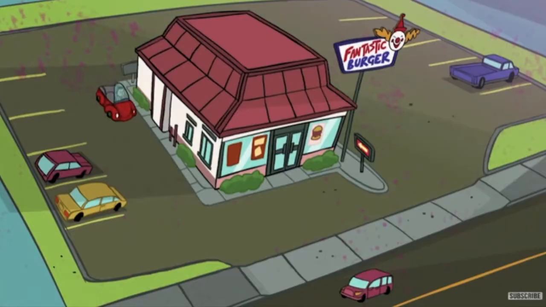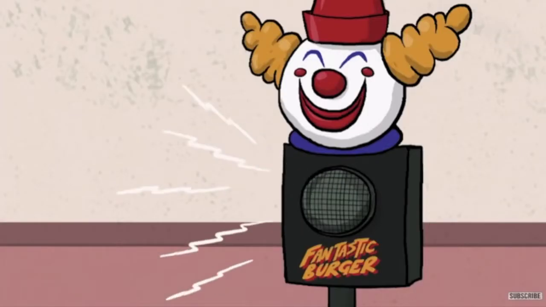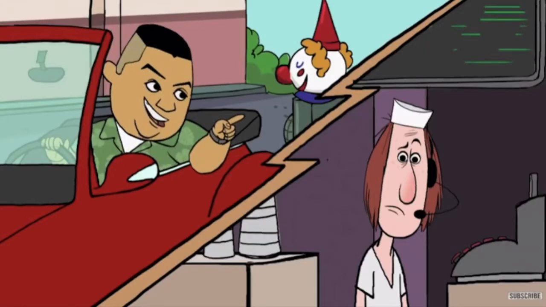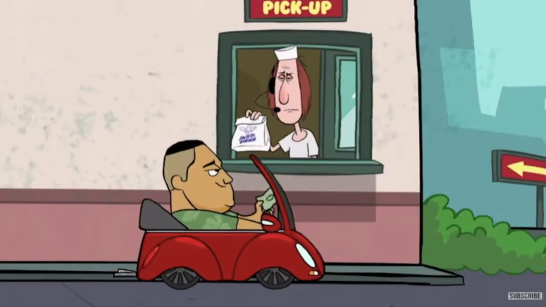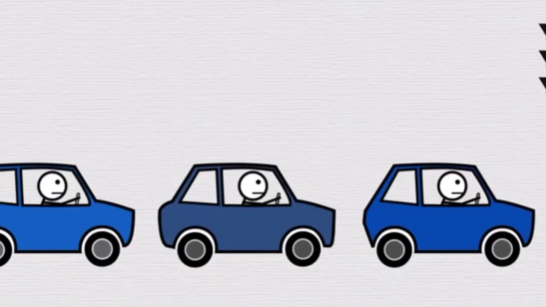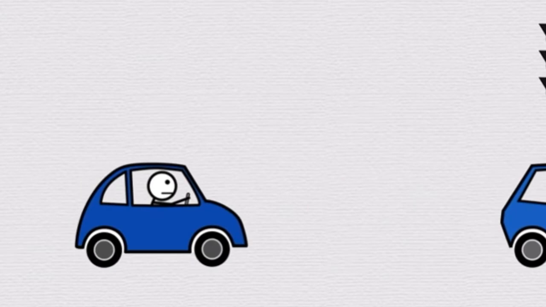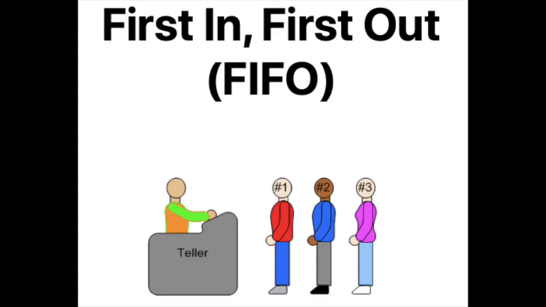Another good visualization is that of a fast food drive-thru, where the first car to pull up will be the first one to order, the first one to get served, and then the next, and the next, and so on. In other words, the first element to get in will be the first one to get out, thus following a first in, first out order, or FIFO.